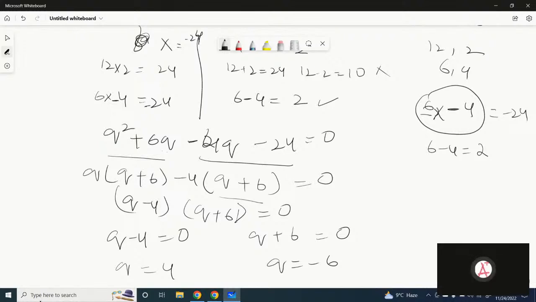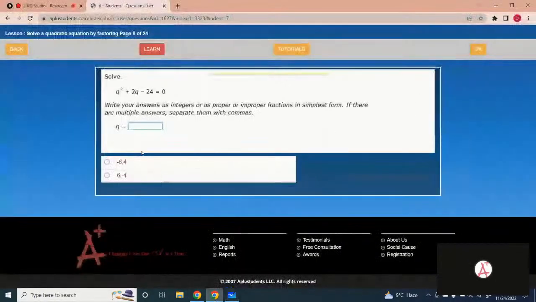Then you can take common q from here. You're left with q plus 6. Take negative 4 common and you're left with q plus 6. Got it? So it would be q minus 4 and q plus 6. Use the zero product property. It would be q minus 4 equals 0 and q plus 6 equals 0. So that means q has two values: q equals 4 and q equals negative 6. Got it? It would be 4 and negative 6. The first option is the correct one.